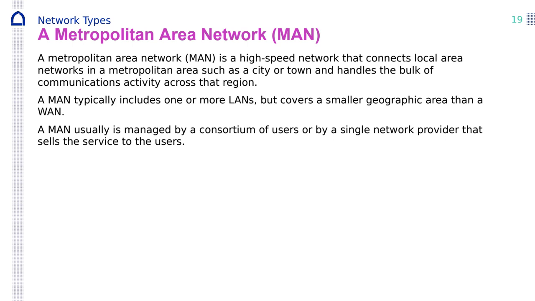Metropolitan area network is a high-speed network that connects local area networks in a metropolitan area. Metropolitan, meaning city area, town, and it handles the bulk of communication activity across the region. Usually a MAN includes one or more LANs, but covers a smaller geographical area than a WAN. So we have LAN, MAN, WAN. WAN is the biggest geographical area, between countries maybe.